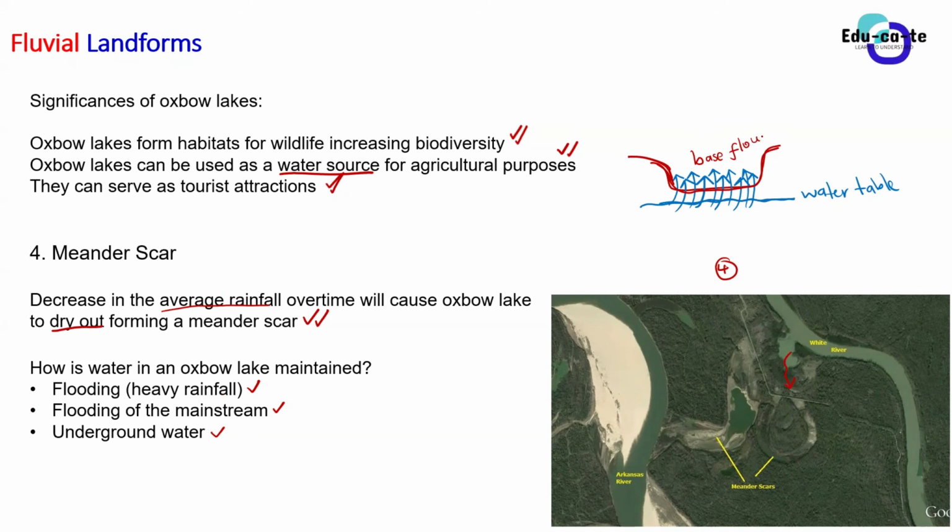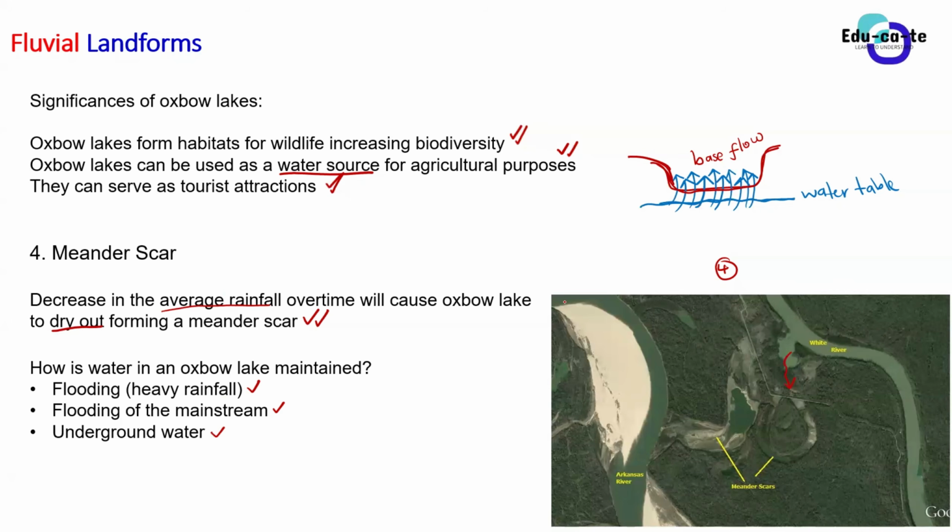So the base flow simply means that the water is coming from the water table or from the underground, and it is getting into the river channel. So this is known as base flow. So basically, this is another way of maintaining the water in an Oxbow Lake. If the water table is very close to the Oxbow Lake's surface, it will be able to send in some water. So that's known as base flow.